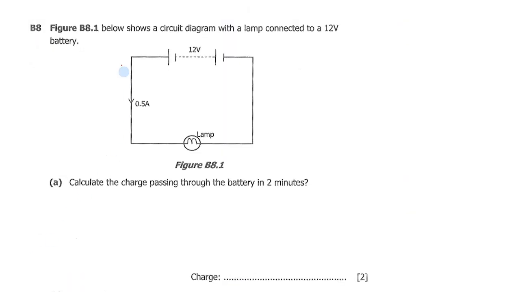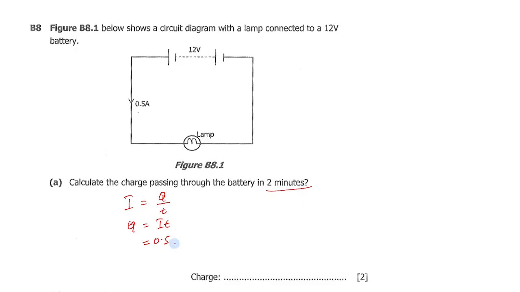Okay, let me try to answer this one. Figure B8.1 below shows a circuit diagram with a lamp connected to a 12-volt battery. So this is a 12-volt battery, current 0.5, a lamp there. Calculate the charge passing through the battery in 2 minutes. So you know current is equal to charge over time. Then the formula, charge is equal to current times time. Current they've given us 0.5.